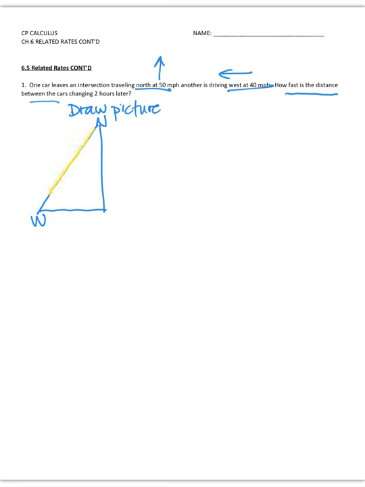So we need to take a look at what our givens are. And if you look where it says north at 50, we have the change in the north direction. We're going to make this be the y and make this be the x. We're going to have the change in the north direction as dy/dt, because it's with respect to time, of that 50 miles per hour. And when we're talking about the change in the west, we have that 40 miles per hour. So we're going to have dx/dt equal to 40 miles per hour.